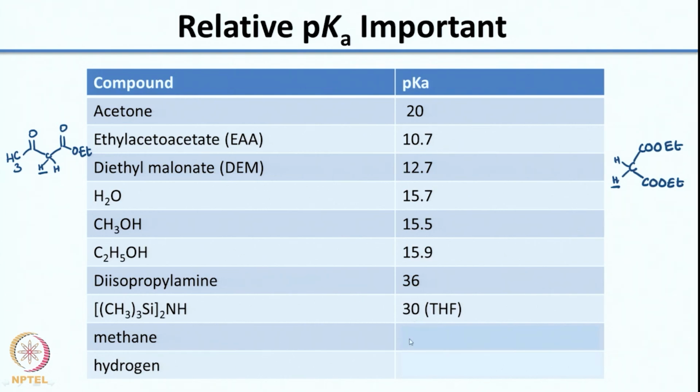Then if you compare methane, what you would see is the conjugate base is CH3 minus. This is not as stable as compared to methoxide. So it has a very high pKa of 56, and hydrogen, if you compare with methane, is slightly better, it has a lower pKa of 36. So it is good for you to have a feel of all this.